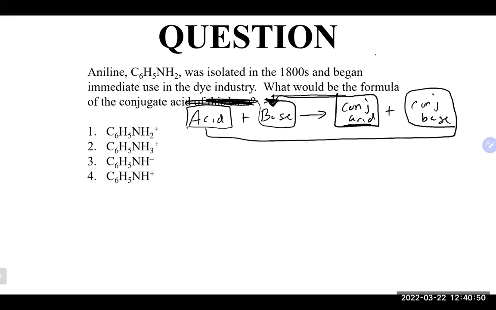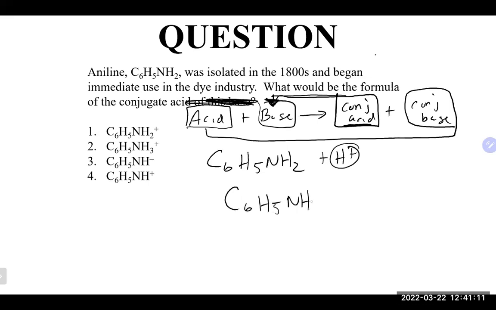And if you know the definition of a base, which is something that should accept an H plus, that's what you would want to do in this case. And that means that because what I am looking at here would be a base, the conjugate acid would actually accept the H plus. And basically all we need to do is add an extra H, I'll just put it at the end, and the plus. And that should be our conjugate acid in this case.